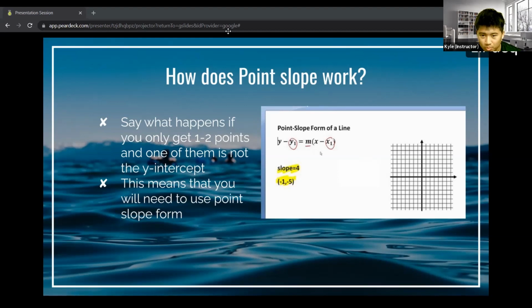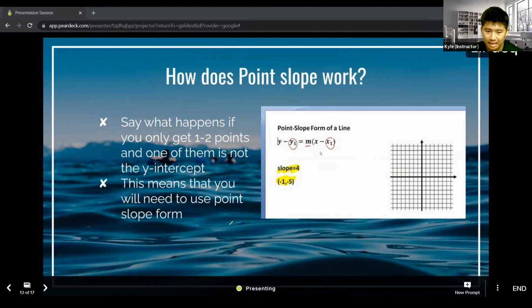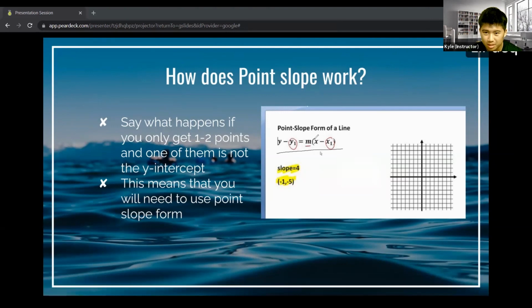You'll be using this form a lot more to create equations, while you'll be using the other one to find out what the equation means. You can see right here that the point slope formula is y minus y1 equals m multiplied by x minus x1, where x1 and y1 are just 1 point on the graph. Using this, we can solve the equation and turn it into slope intercept form. So for example, let's say that the slope is 4.